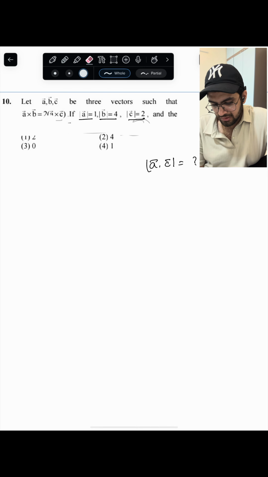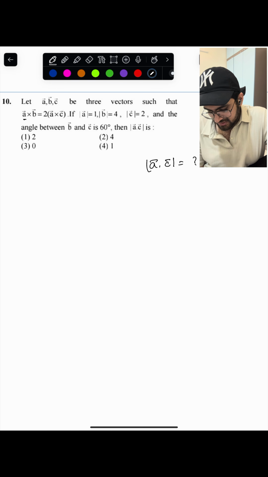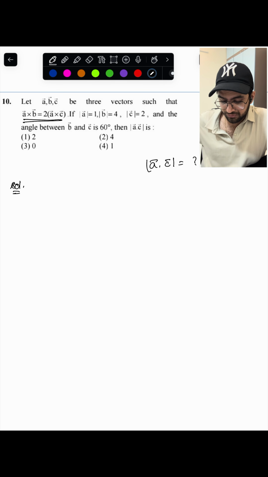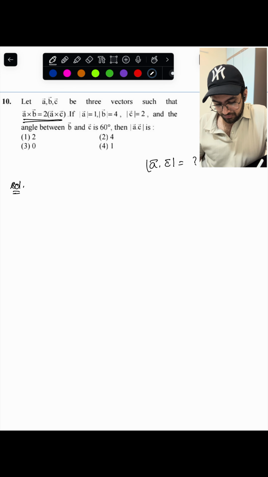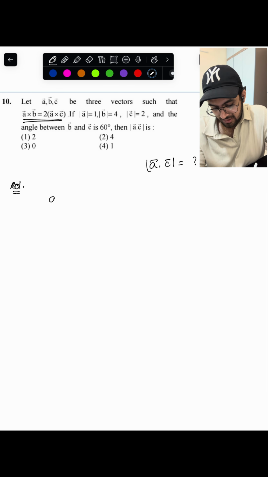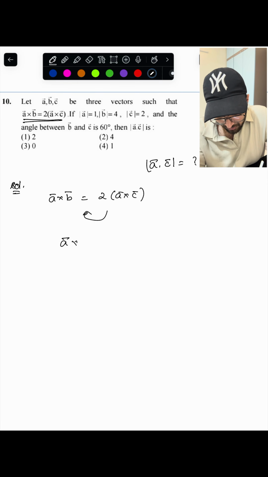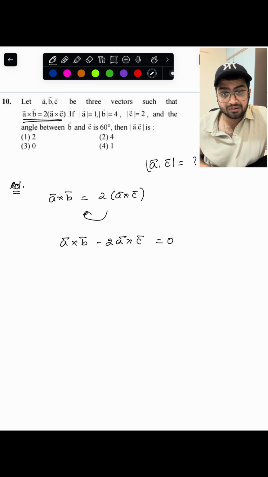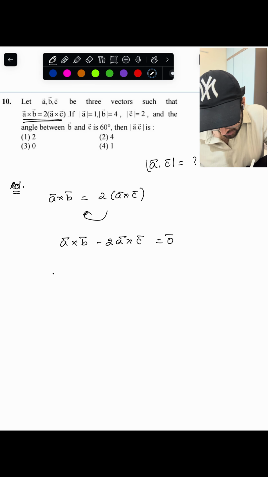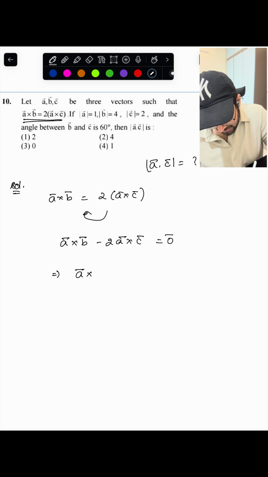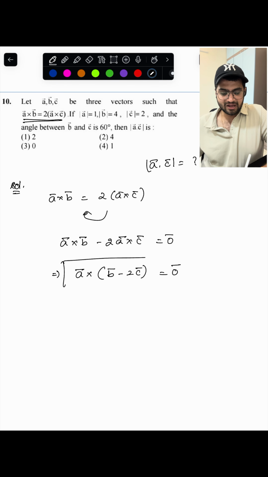Right. Now analyze this condition. These kind of conditions is very repetitive. So even in 2025, 2024 also these kind of questions were asked. So we can take A bar cross B bar is given as 2 times A bar cross C bar. Take this to one side. A bar cross B bar minus 2 times A bar cross C bar equals to 0 bar. Right? If you take out A bar common here, A bar cross of B bar minus 2C bar equals to 0 bar. Yeah, we get a nice equation.